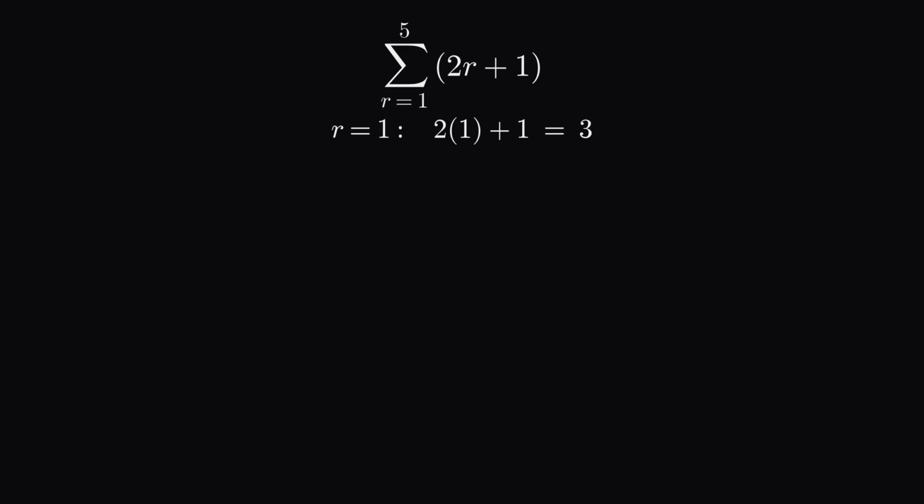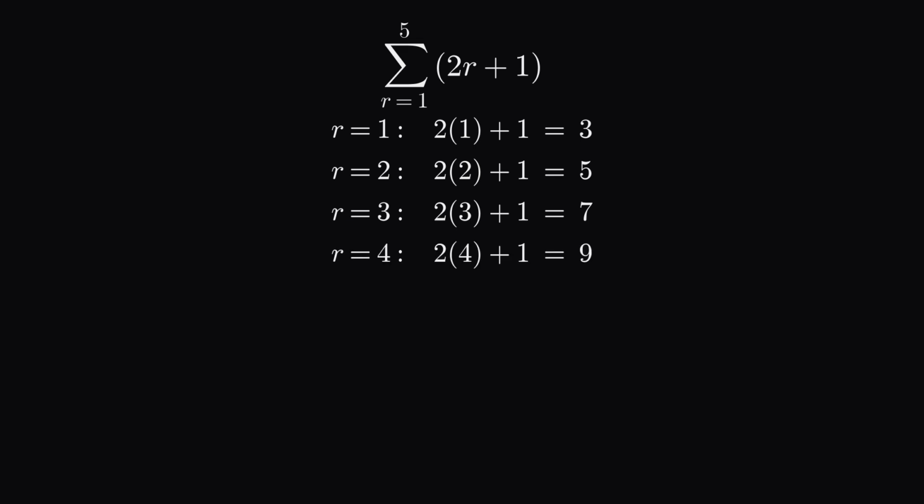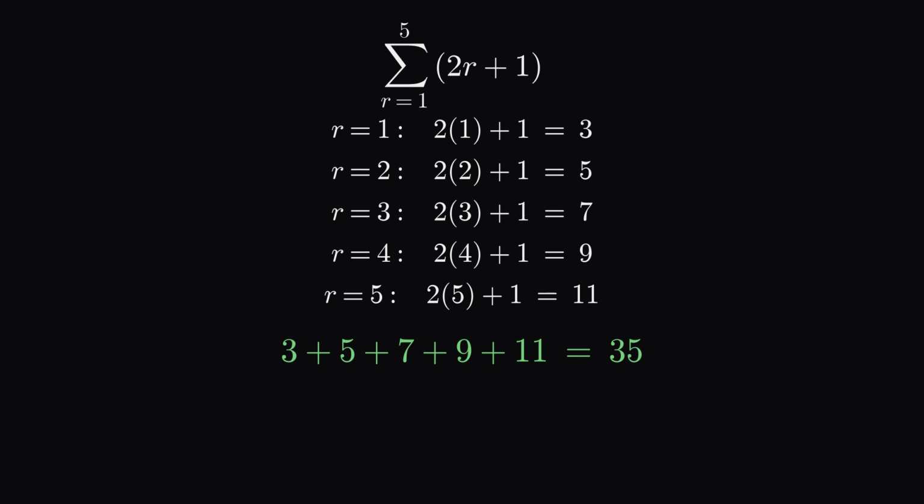So put R equals 1 into 2R plus 1. That's 3. Then R equals 2. That's 5. R equals 3 gives 7. R equals 4 gives 9. And R equals 5 gives 11. Then add everything you made. 3, 5, 7, 9, 11 is 35.